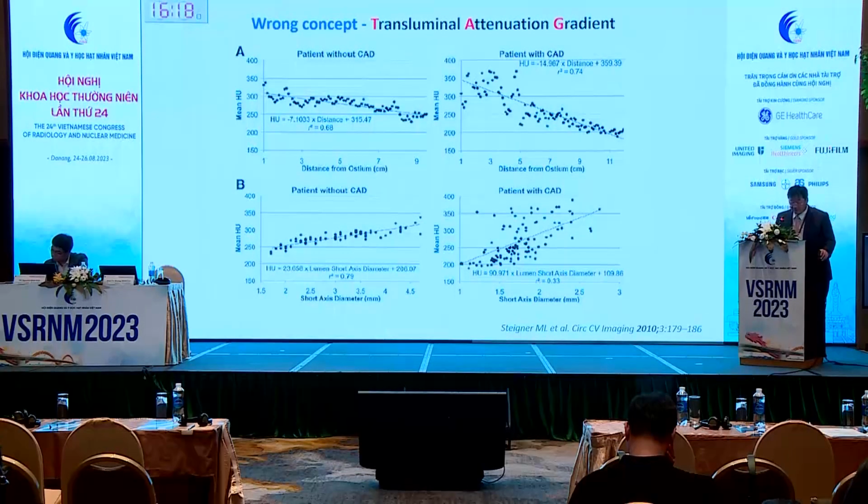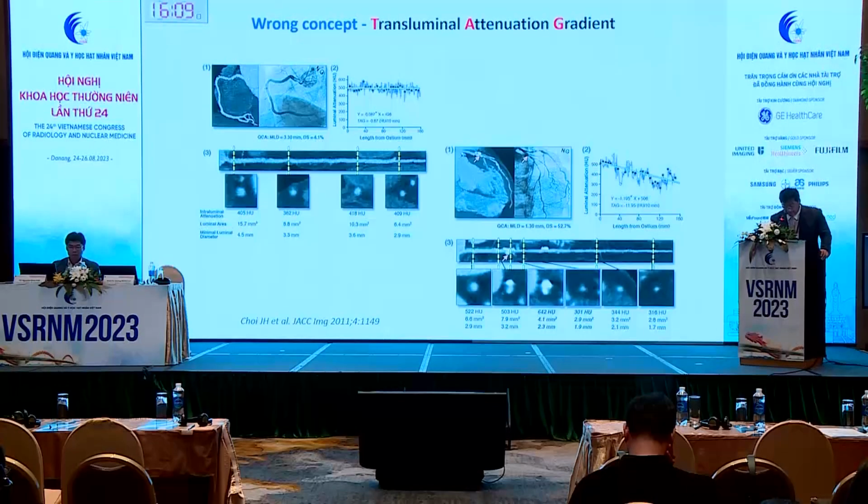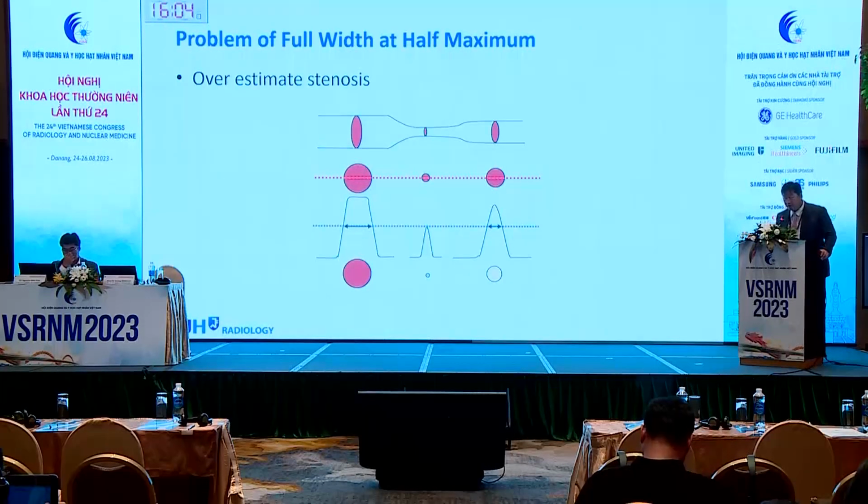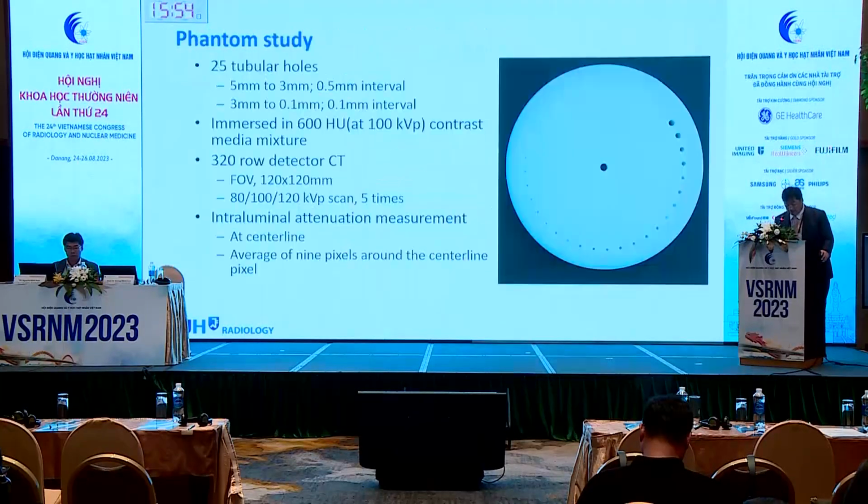A patient without coronary artery disease has very flat attenuation changes. The patient with coronary artery disease has a very steep attenuation change from the proximal to distal. This is another example. But as I told you, a small vessel has a lower attenuation. Then what will happen? The small distal vessel has a lower attenuation than the large proximal one. So I made another phantom. This is a disc phantom with various holes from 5 millimeter down to 0.1 millimeter, at 0.1 millimeter intervals.